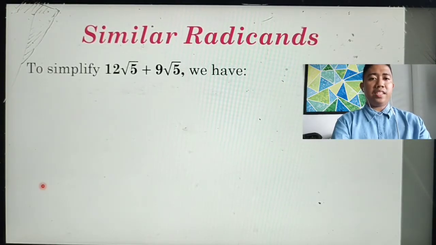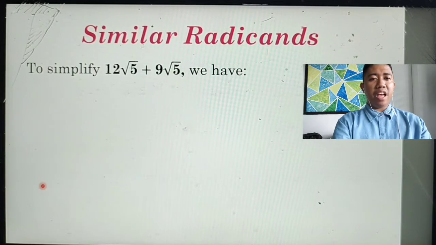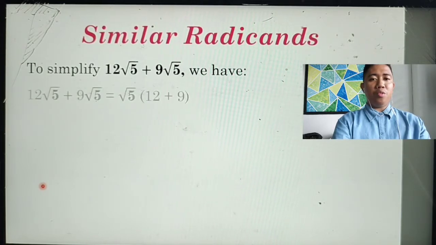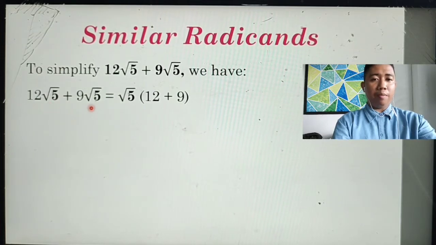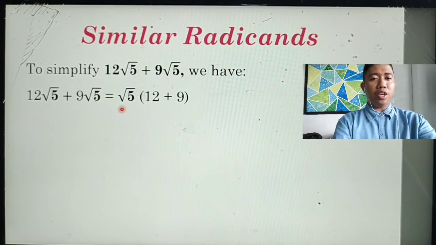Consider the given example on how to simplify 12 times the square root of 5 plus 9 times the square root of 5. In the process, we have the following. We have the given 12 times square root of 5 plus 9 times square root of 5. So we get the common factor, which is square root of 5. Applying the distributive property of multiplication over the terms, we have square root of 5 multiplied by the quantity 12 plus 9.